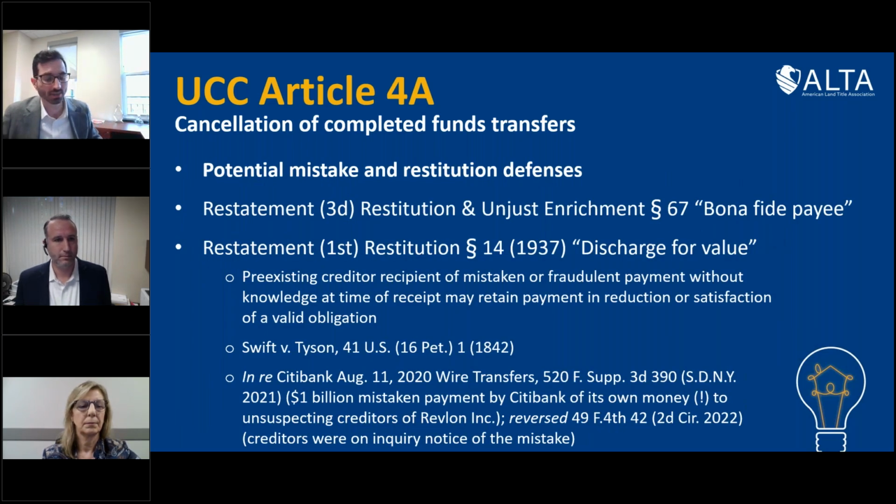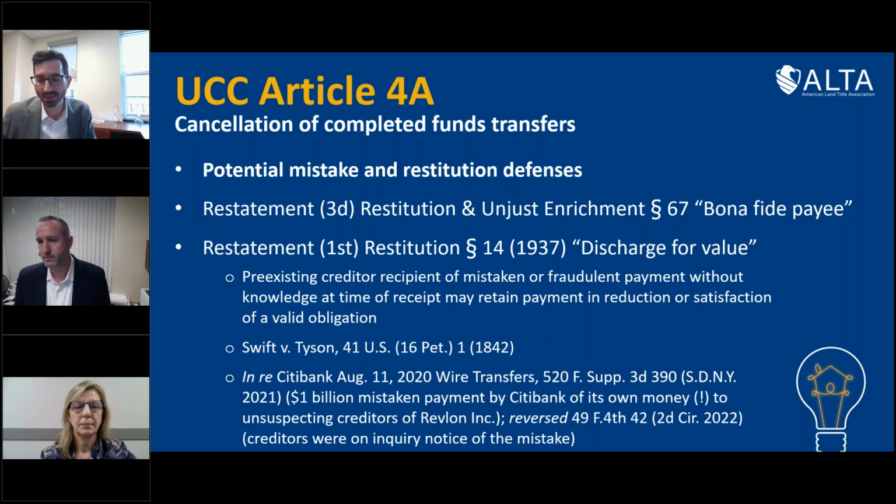So I mentioned that if you're going to reverse a wire, the recipient must not have an entitlement to the funds under the law of mistake and restitution for that to happen. There are some defenses that play out in this scenario that are kind of interesting. One is called the bona fide payee defense. The earlier Restatement called this the discharge for value rule. There's a great recent example of how this actually plays out in practice.